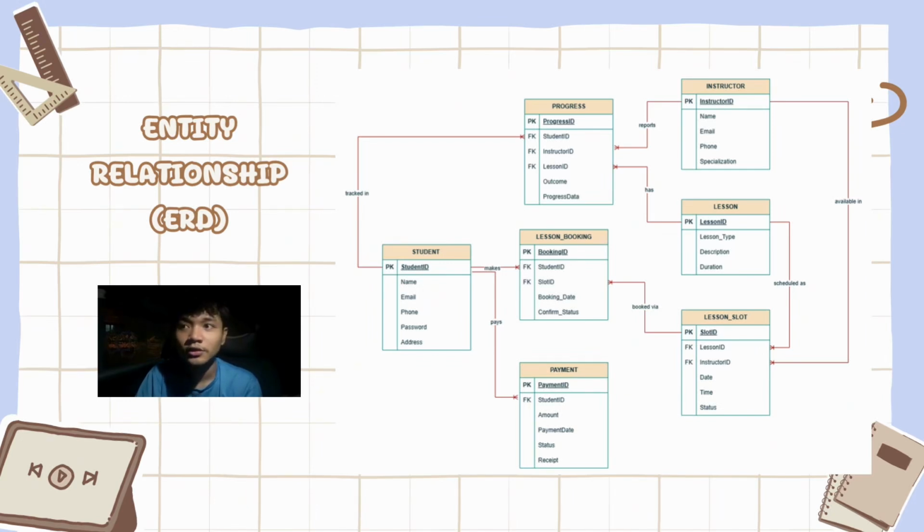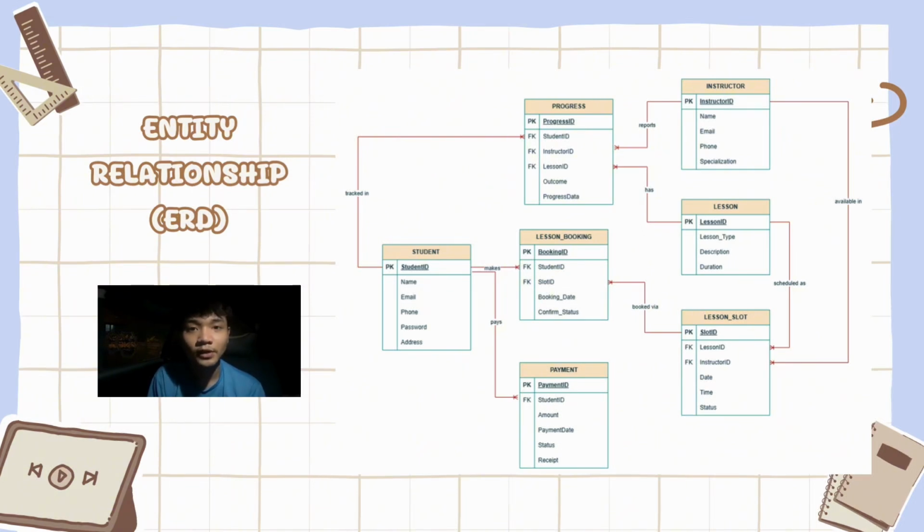B02251023. So, in this case, I will explain about the entity relationship diagram. For our driving school system, this ERD basically shows how each piece of data in our system is connected to one another. We have 7 main entities, which is number 1 student, instructor, lesson, booking, lesson slot, progress, and lastly payment.